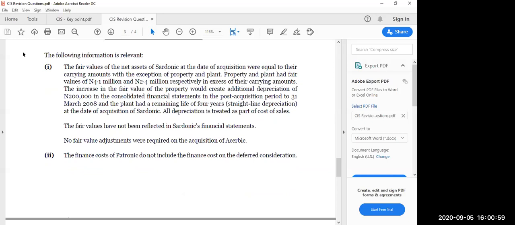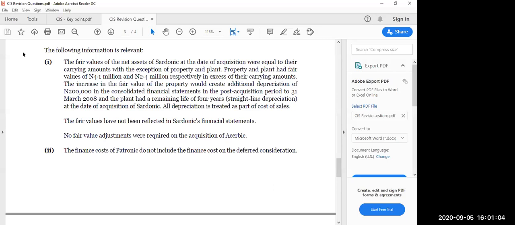Additional information 1. The fair values of the net assets of Sardonic at the date of acquisition were equal to their carrying amount, with the exception of property and plant. Property and plant had fair values of 4.1 million naira and 2.4 million respectively, in excess of their carrying amounts. The increase in the fair value of the property would create additional depreciation of 200,000 in the consolidated financial statement in the post-acquisition period to 31 March 2008. And the plant had a remaining life of 5 years, straight line depreciation at the date of acquisition of Sardonic.